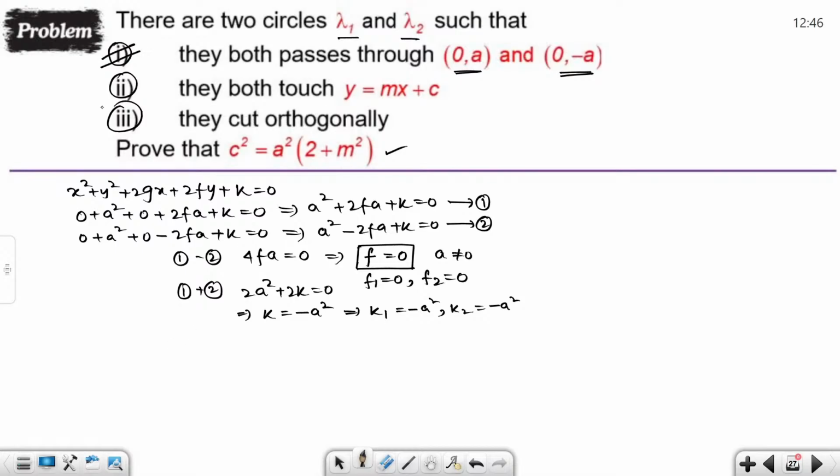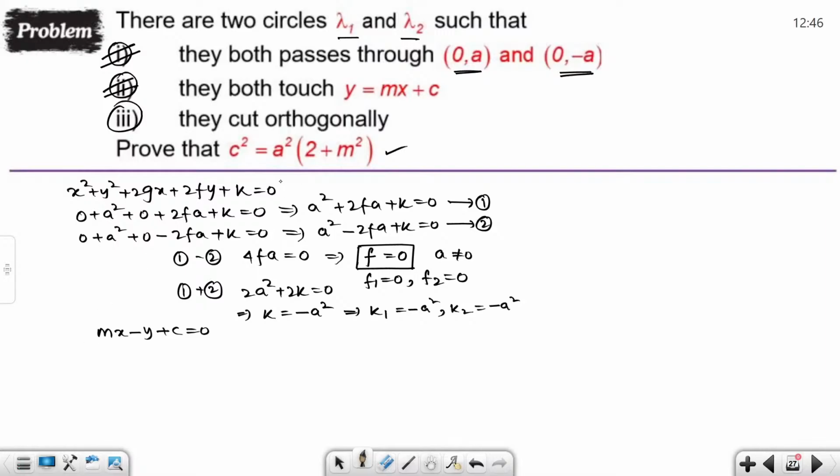Now let us come to the second condition which is given to us, that both of them are touching this line mx minus y plus c equals to 0. That is, for both the circles, this line is a tangent. Now, what do we know? We know the basic property that whenever there is a tangent to a circle, we drop a perpendicular from the center of the circle to the tangent, and it will be equal to its radius.